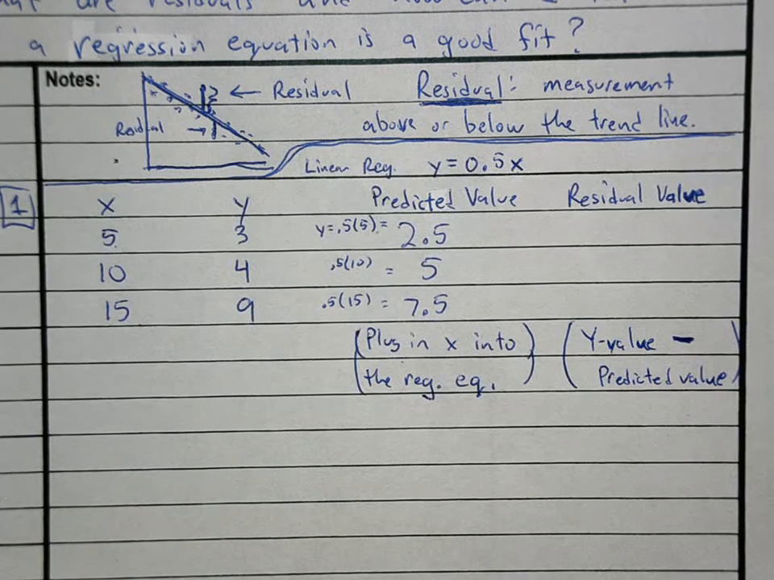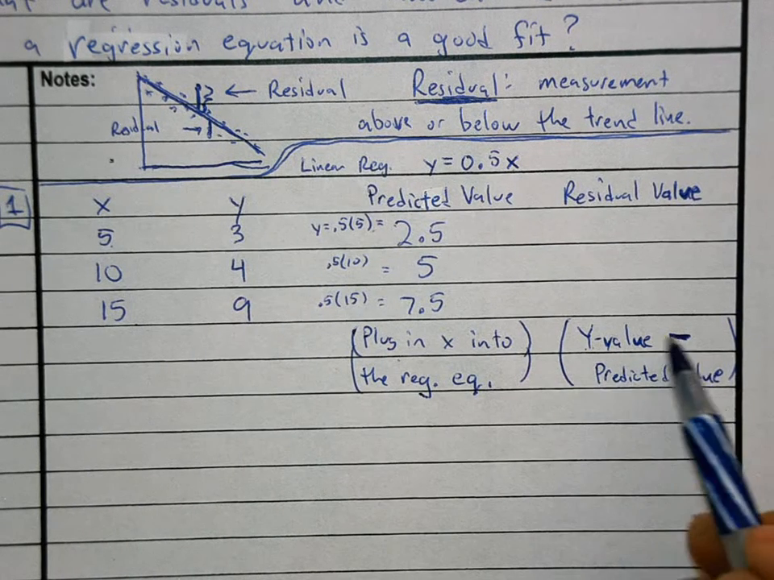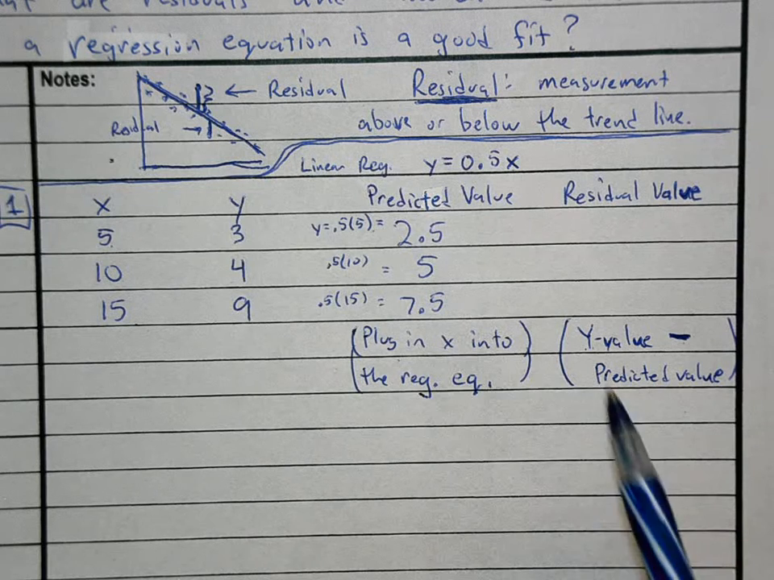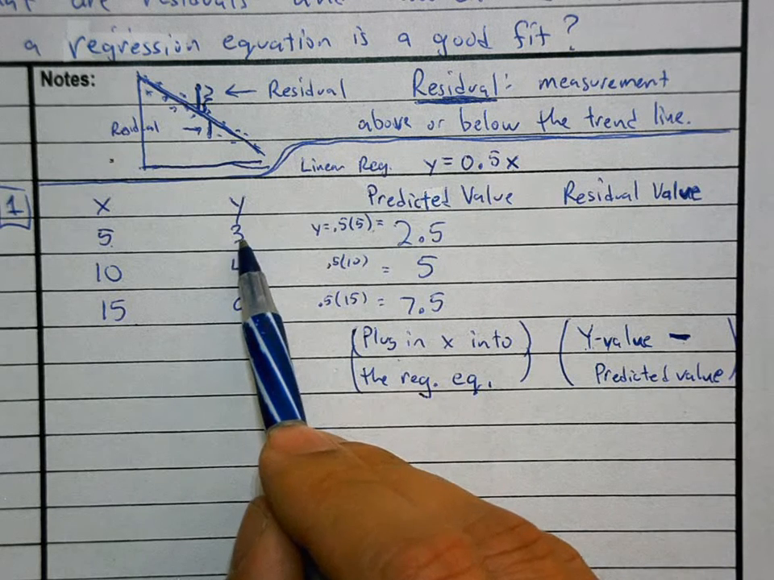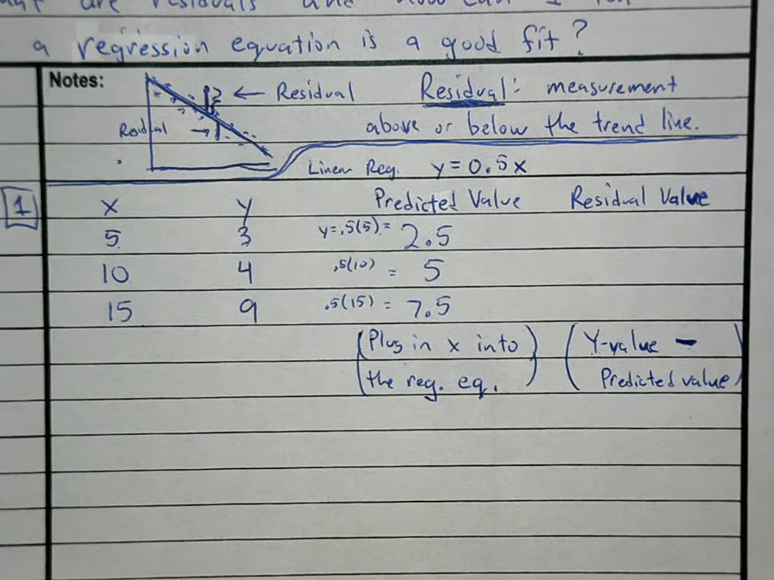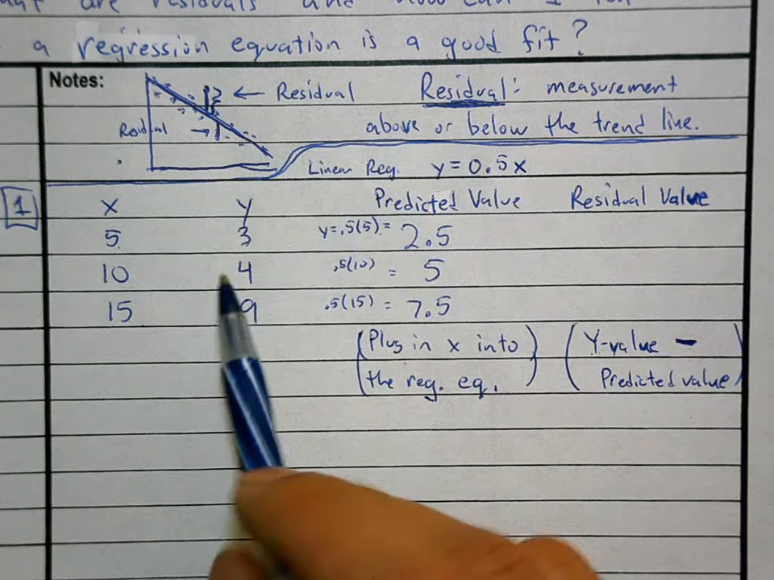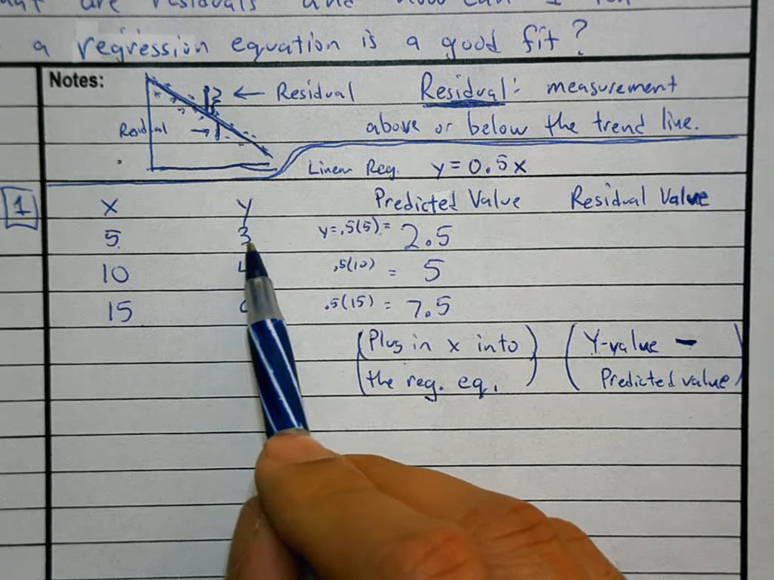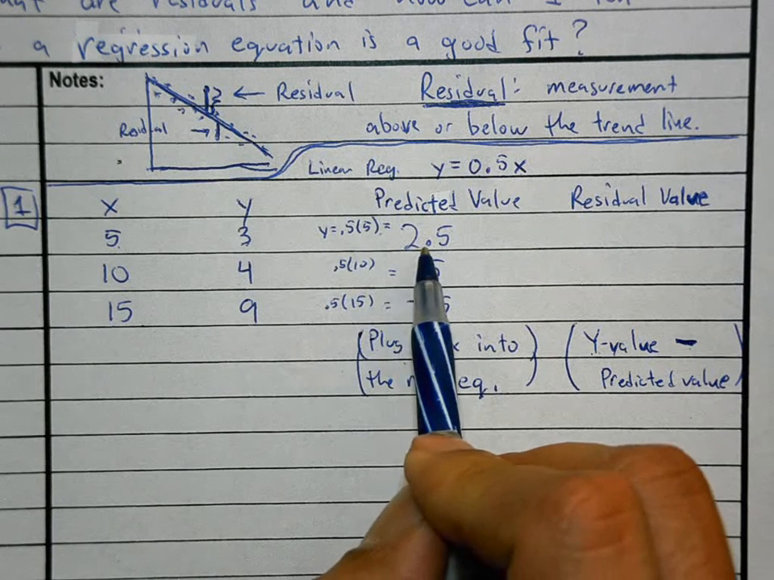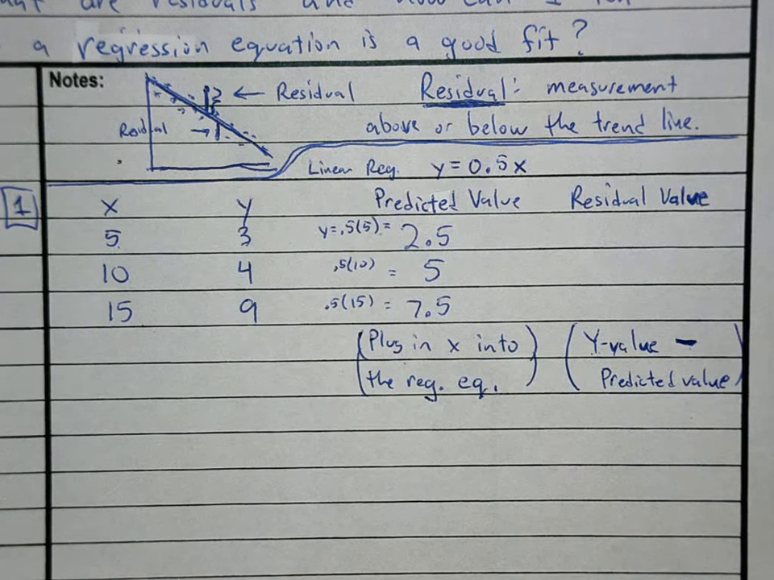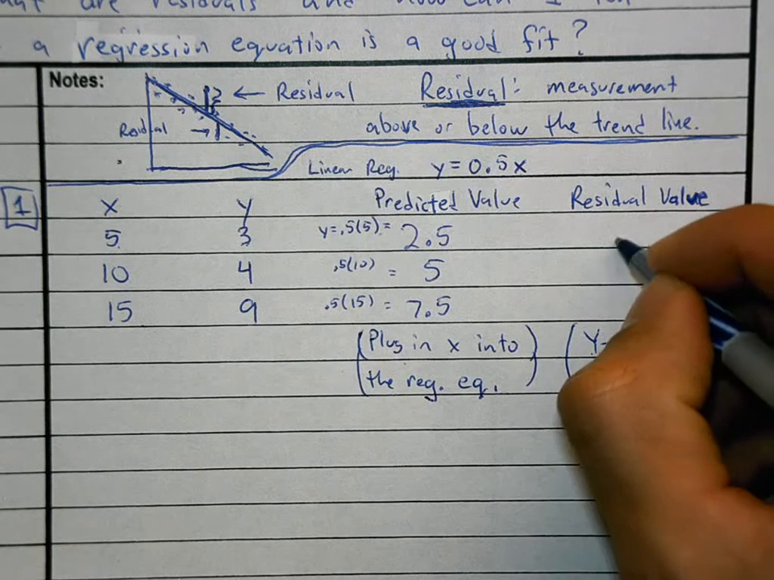Okay, so I'm doing the y value subtracted by the predicted value. I always do the y value first, subtracted by the predicted value. Do you know what 3 minus 2.5 is? 0.5. That is correct.